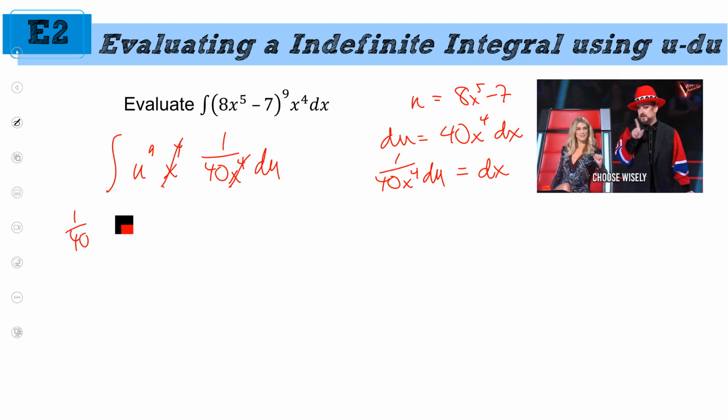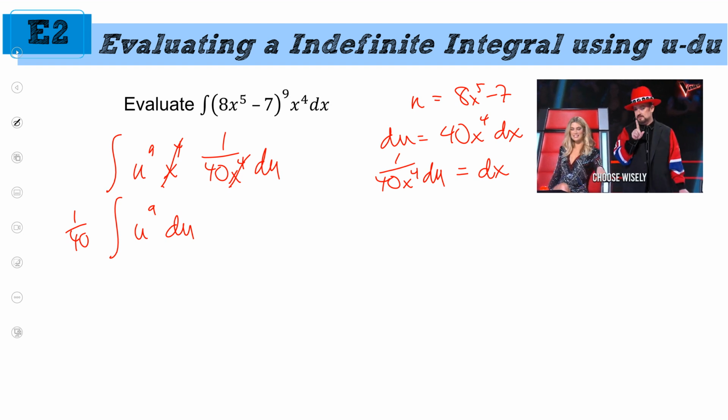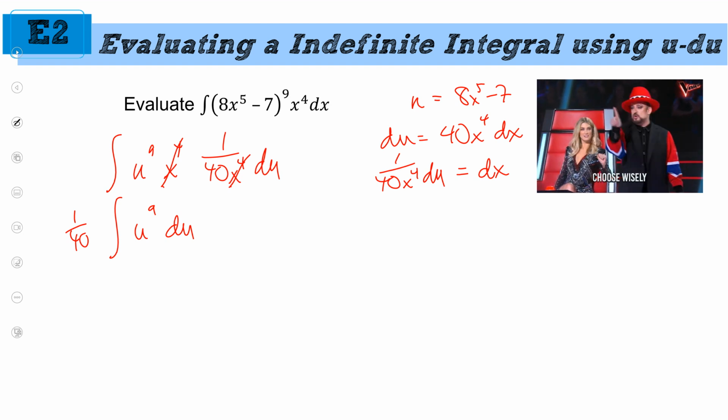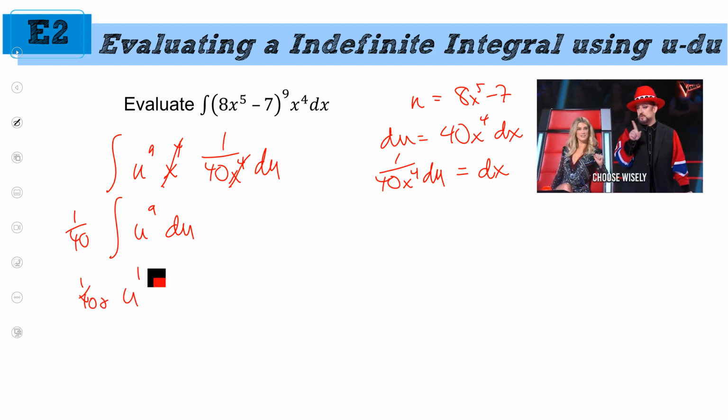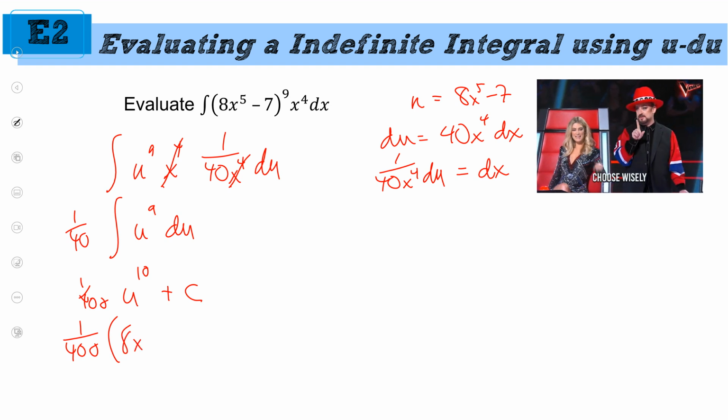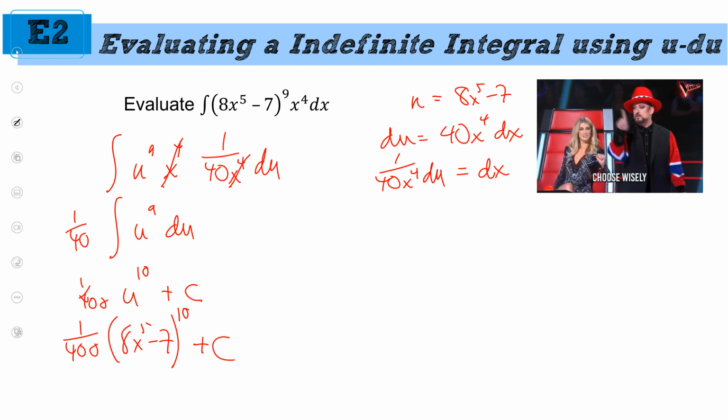Move the 1/40th out in front because it's not relevant. u to the 9th du. Nice simple problem. Which gives me 1/400th u to the 10th plus c, which is 1/400th times 8x to the 5th minus 7 to the 10th plus c. I would argue that that's a lot easier than multiplying it out.